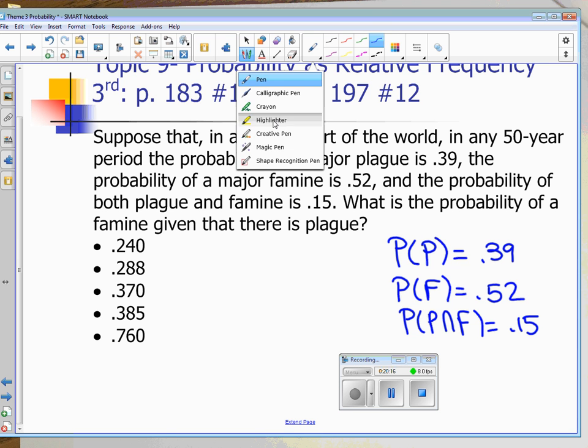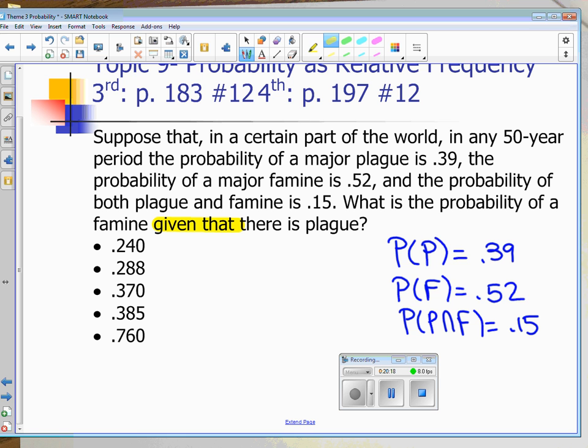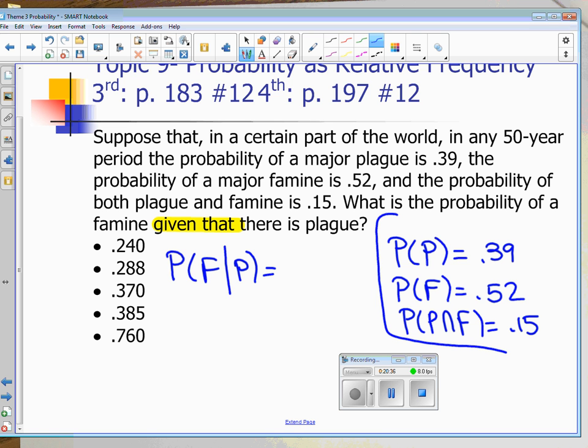When I see the words given that, that is definitely a clue that it is conditional. Given that is your key there. So I pulled out the key information. Let's see if we remember how to do this. Look at your formula sheet. If I want to say, what's the probability of famine given that there is plague, what am I going to do? Probability of famine and plague, or plague and famine, either way, divided by the probability of the plague in this case.